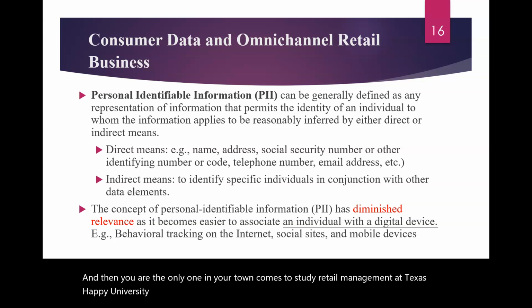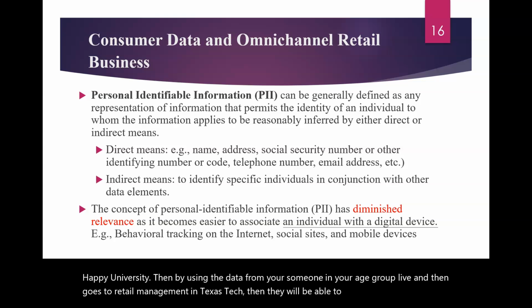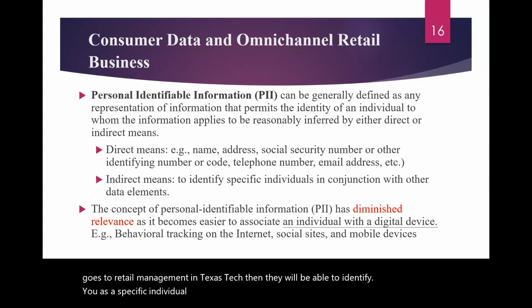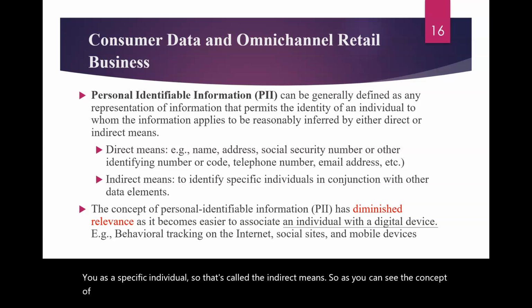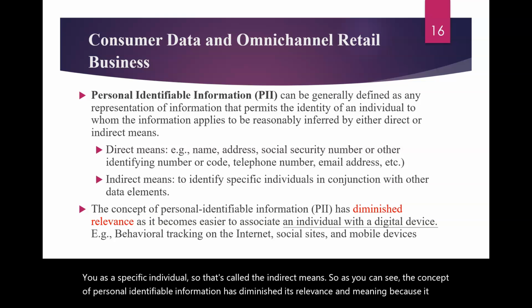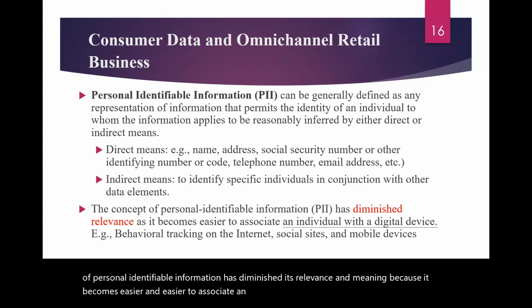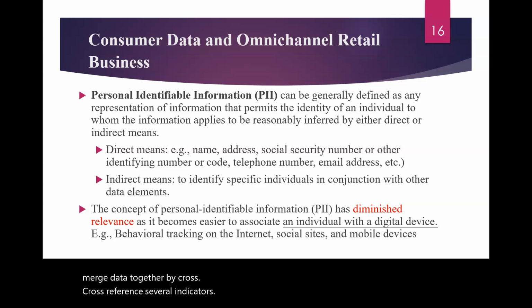Then by using the data from someone in your age group who goes to retail management at Texas Tech, they will be able to identify you as a specific individual. So that's called the indirect means. As you can see, the concept of personal identifiable information has diminished its relevance and meaning, because it becomes easier and easier to associate an individual with a digital device, and also if you merge data together by cross-referencing several indicators, you will be able to identify a specific individual.